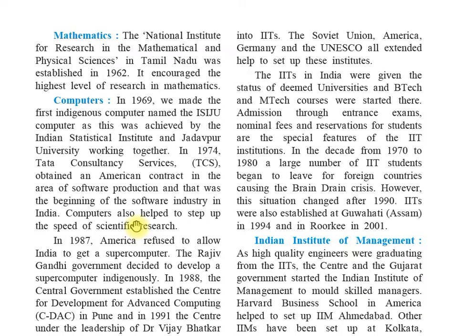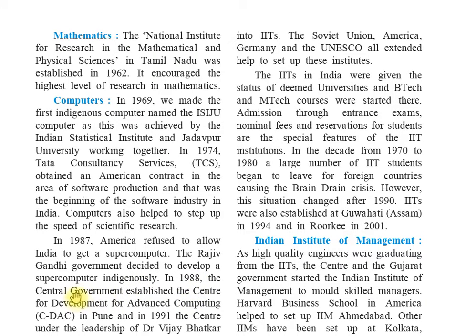Computers also increased the speed of scientific research. So today you know how computers play a very important role in the field of scientific research. In 1987, America refused to allow India to get a supercomputer. The Rajiv Gandhi government decided to develop a supercomputer indigenously.